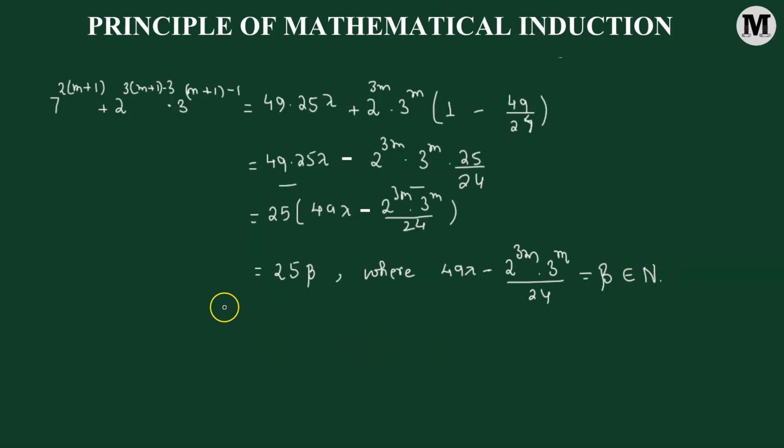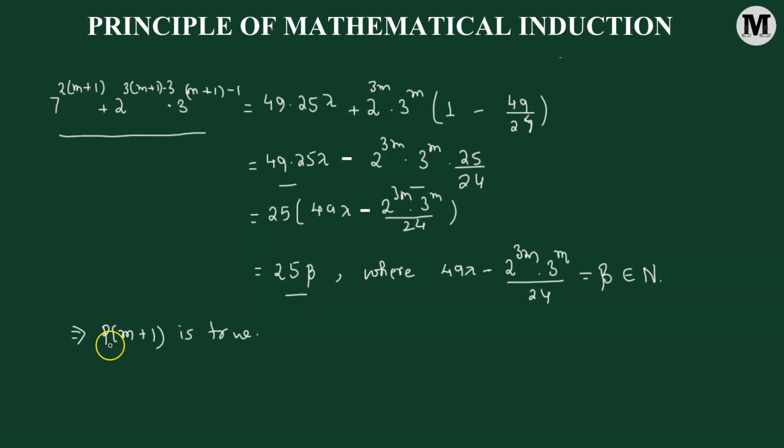Okay, so what we have done, we started out with this particular expression, and we were able to show that it is a multiple of 25. If it is a multiple of 25, this simply tells us that the statement P of m plus 1 is a true statement. Because we can simply say that 7 raised to the power of 2 times m plus 1 plus the second term, this expression is divisible by 25.